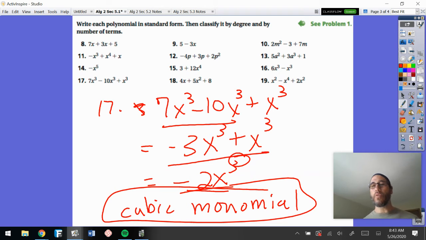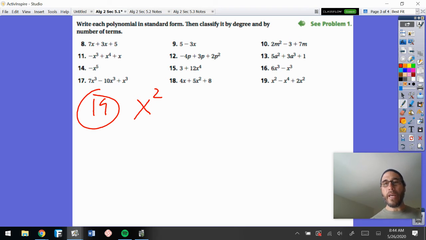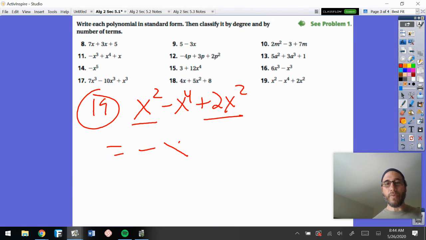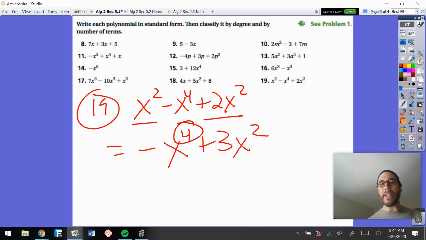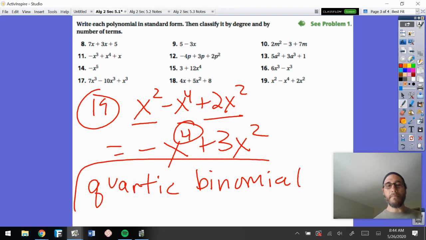Okay, and then let's go to this last guy. I said I wanted to do 19, remember? x squared minus x to the fourth plus 2x squared. We can combine those 2 guys, and let's write it in descending order. Okay, so I get that. My highest degree is a 4. Remember, what do we call that? Do you guys remember from before? We call that a quartic. A quartic. And there's two terms, 1, 2. So it's a quartic binomial.